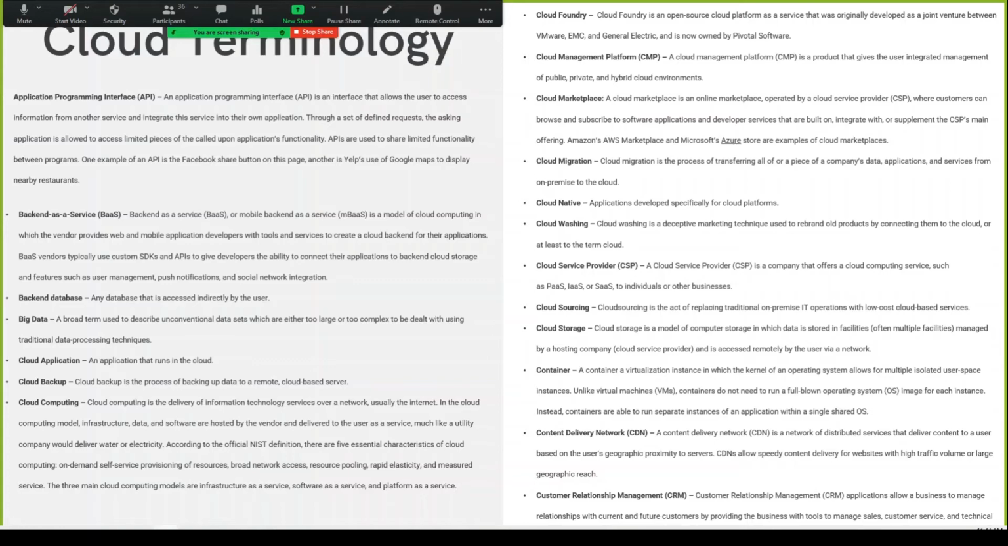Okay, so cloud washing is, yes Sarthak? Sir, what is the difference between cloud migration and backup? I think backup is incremental and migration is transferring all. Right. I think it's a good question, and how backup is actually related with the migration.